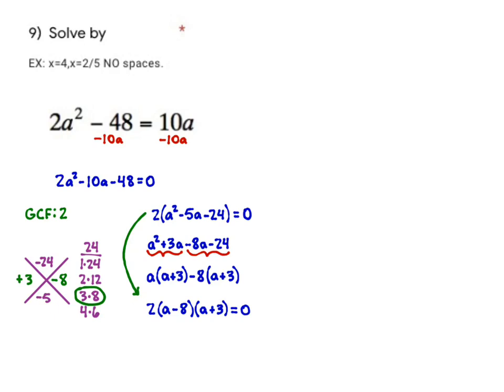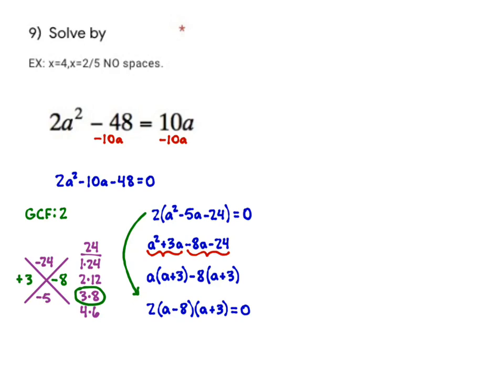Now in this case, how many terms are being multiplied to get to 0? How many multiplication signs do we see? We see 1 in between the 2 and the a minus 8, and we see 1 in between the a minus 8 and the a plus 3. So that means we are multiplying 3 separate terms to get to 0. That means each one of those terms must be equal to 0. That's how we're going to solve it.